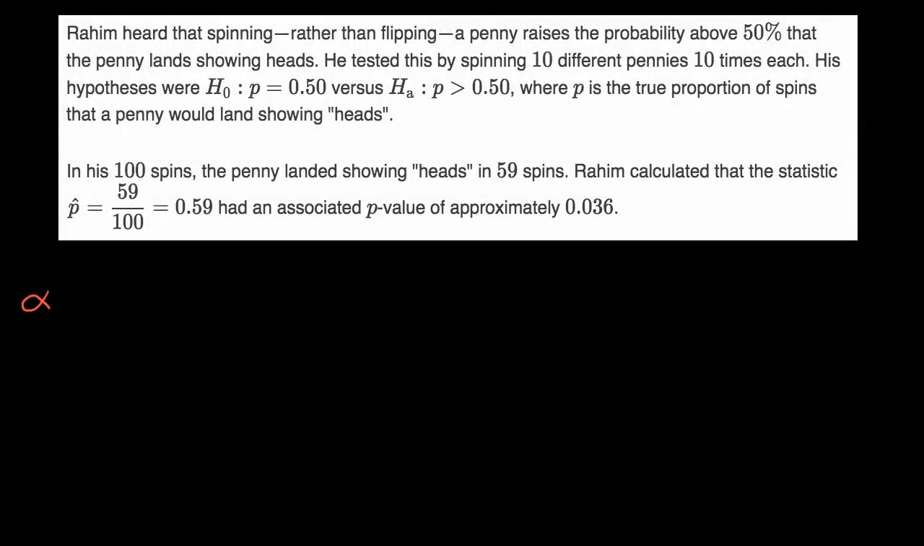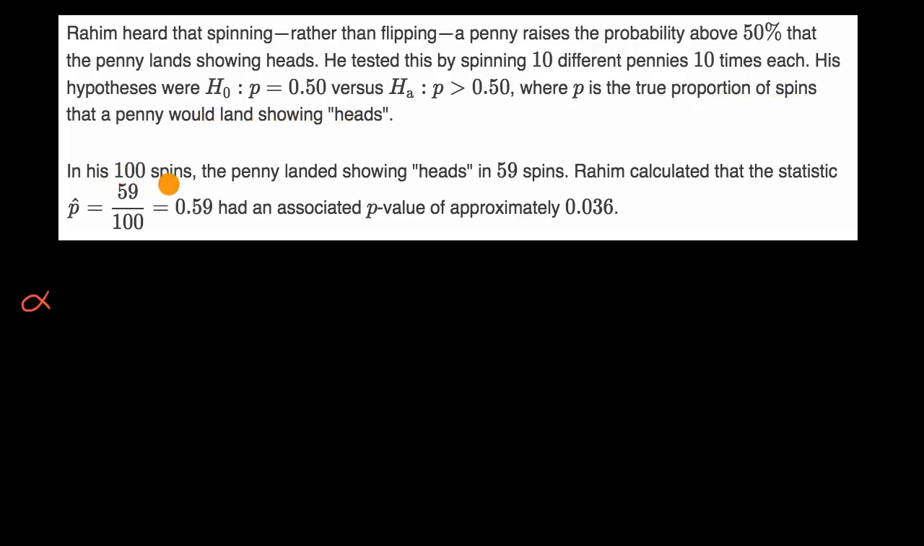So to help us get this, let's look at a scenario right over here, which tells us Rahim heard that spinning, rather than flipping a penny, raises the probability above 50% that the penny lands showing heads. That's actually quite fascinating if that's true. He tested this by spinning 10 different pennies 10 times each, so that would be a total of 100 spins. His hypotheses were, his null hypothesis is that by spinning, your proportion doesn't change versus flipping. It's still 50%. And his alternative hypothesis is that by spinning, your proportion of heads is greater than 50%, where P is the true proportion of spins that a penny would land showing heads.